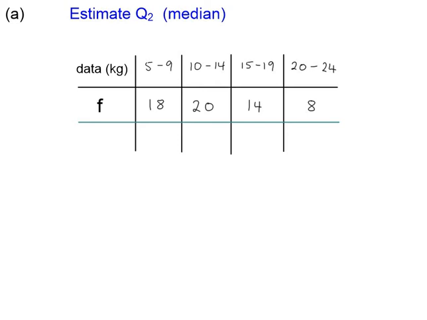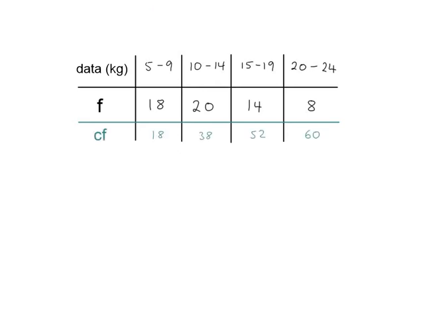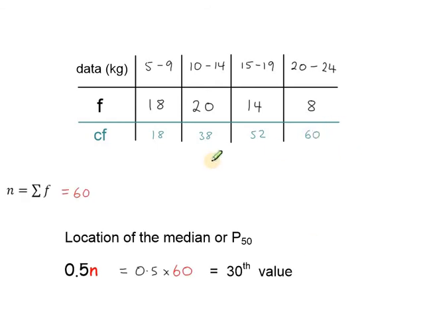So we start with working out the cumulative frequencies. Now we need to work out the location of the median. So we use the formula 0.5n. There are 60 values in total. That's the sum of the frequencies. That's n. So 0.5 times n gives us 30. We want the 30th data value.